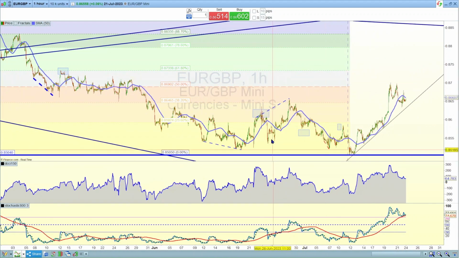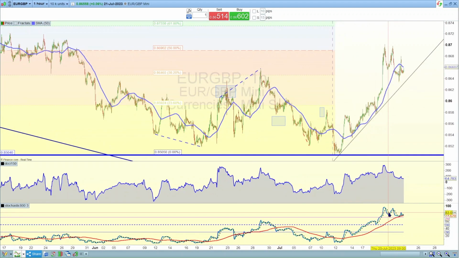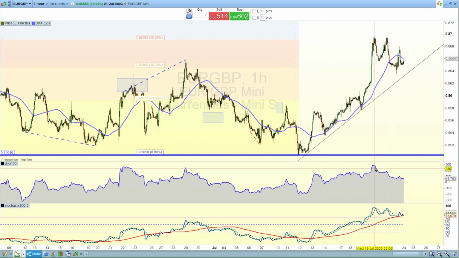Now, we had a few divergences back here in these little rectangles. They were the targets, and they've all been hit. But you can see on our stochastic, it's still overbought. The CCI is starting to turn down. That could possibly be a bearish divergence, but that's a lower high, so we're not going to count that, just to be extra careful. If that high was higher, then we'd consider that a bearish divergence.